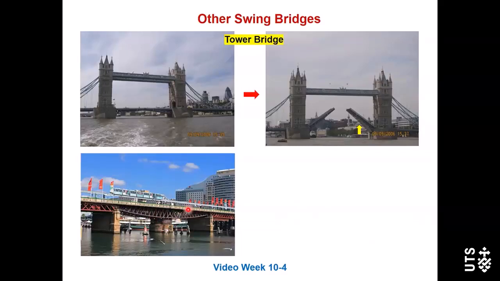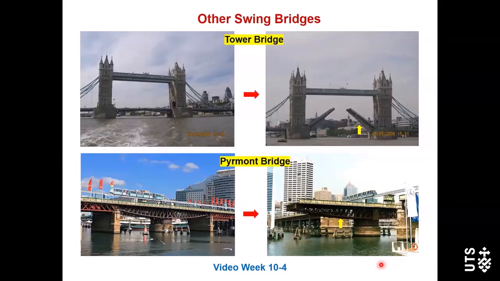This one is a swing bridge in Darling Harbour. Opening, more mass is near the rotation axis.